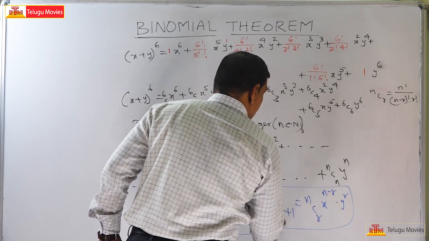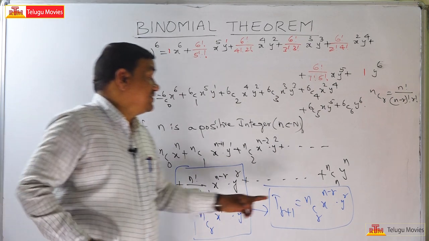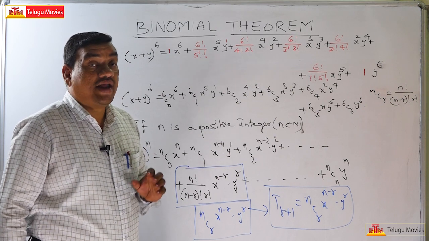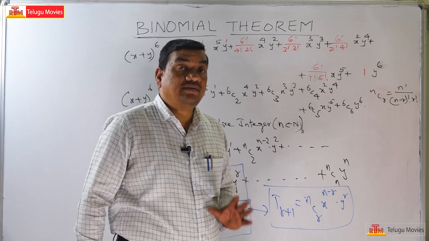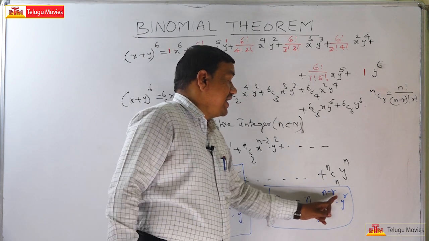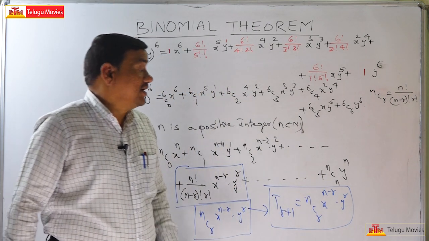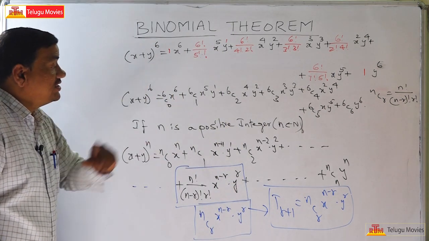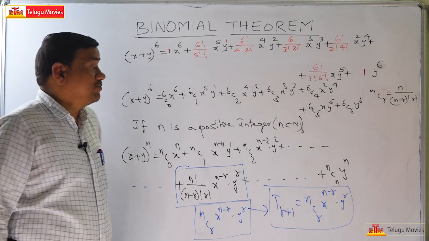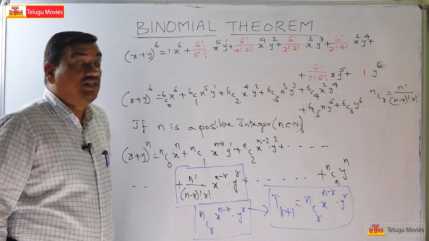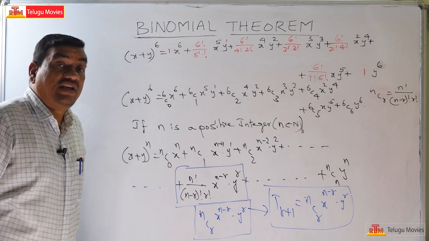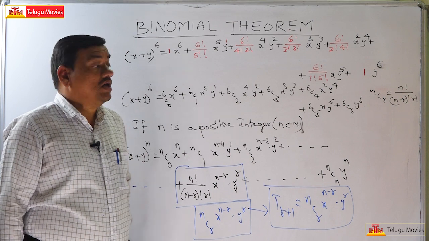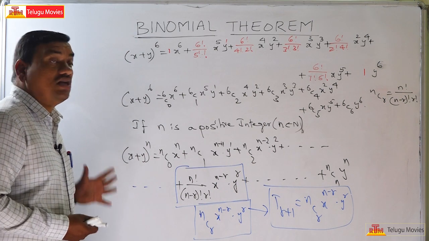Understand? So here nCr is nothing but the number of ways of arranging n items, of which n minus r x's are alike and r y's are alike. Understand this? So this is the general term in the binomial expansion. Here n is a positive integer. So this is the formula given by the great mathematician Sir Isaac Newton. Okay now, in this formula, let us see some more concepts.